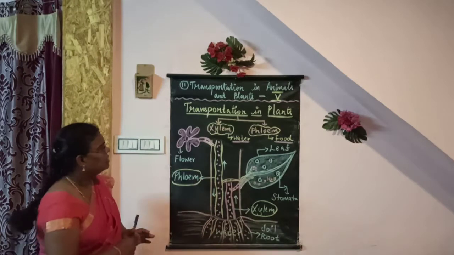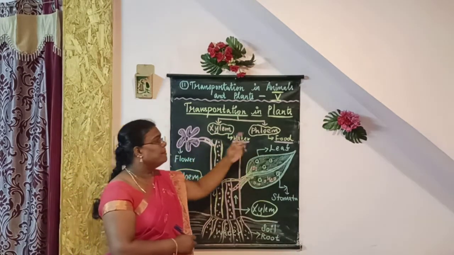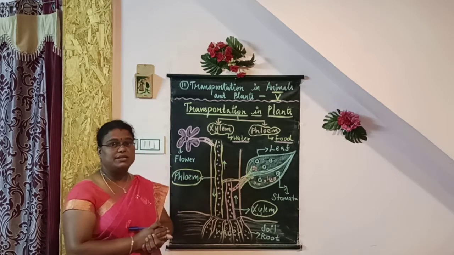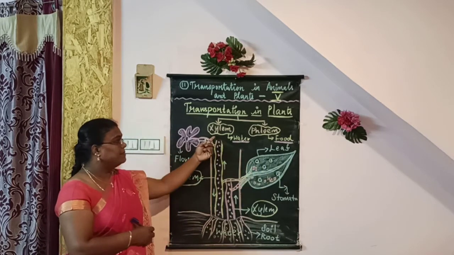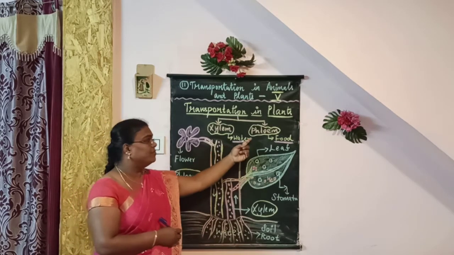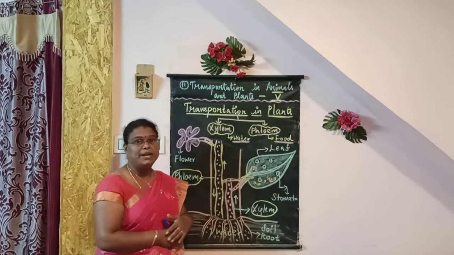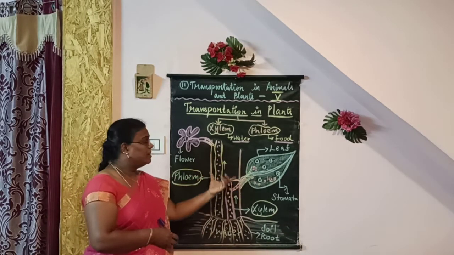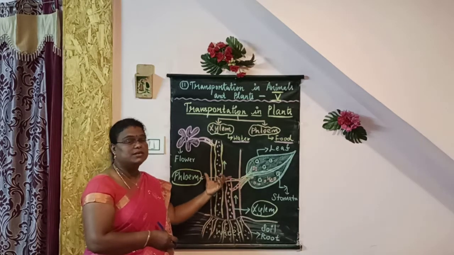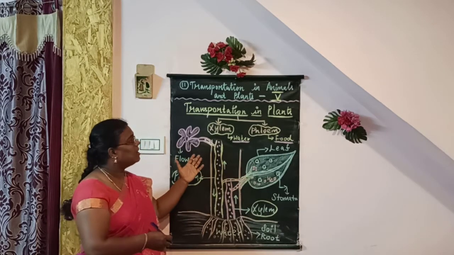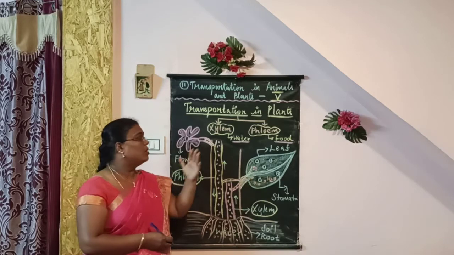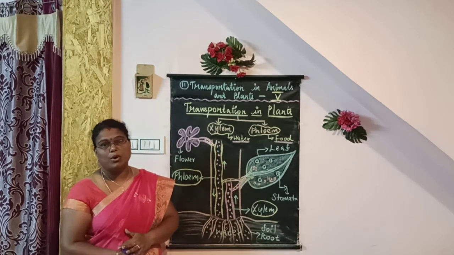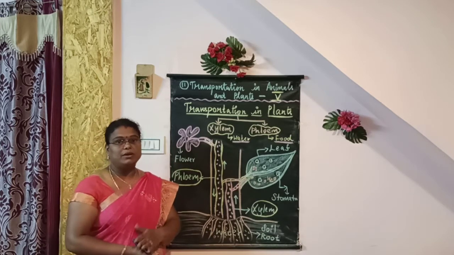And students, xylem and phloem play an important role in conduction of materials in plants. Xylem transports water materials and phloem transports food material, and both are present in the stem. The main function of the stem is conduction. So this is how materials like water and food are transported from one part of the plant to another.